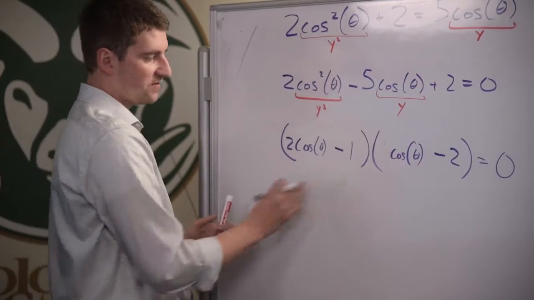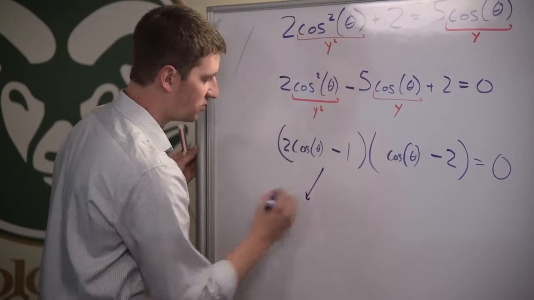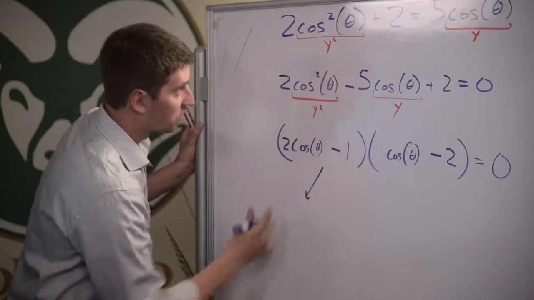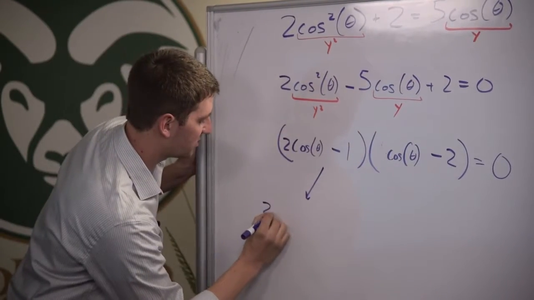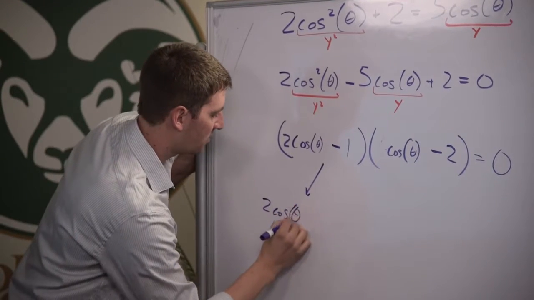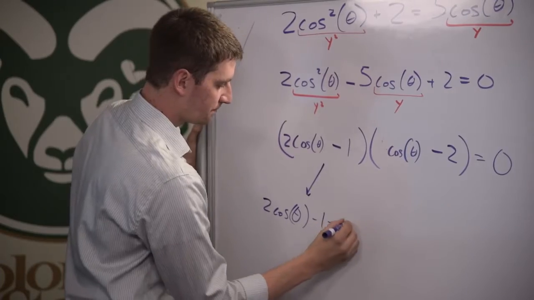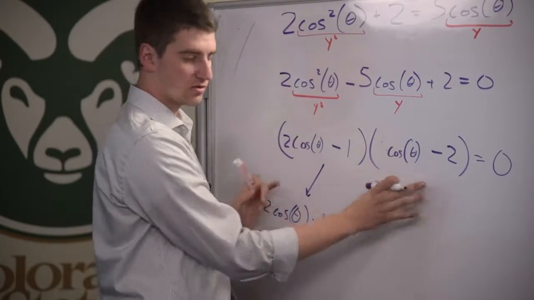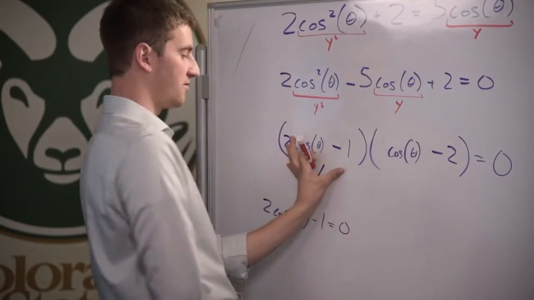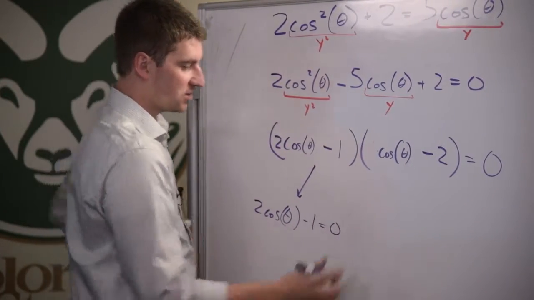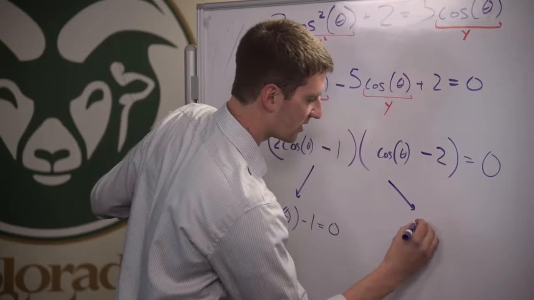So what was the advantage to factoring? Now we know that there's 2 conditions that could happen to make this equation equal or satisfied. We either have that 2 cosine of theta minus 1 is equal to 0. Again, because since 2 things are multiplied to get 0, either this one is equal to 0 or this one is equal to 0. So either the left side is equal to 0 or the right side is equal to 0.